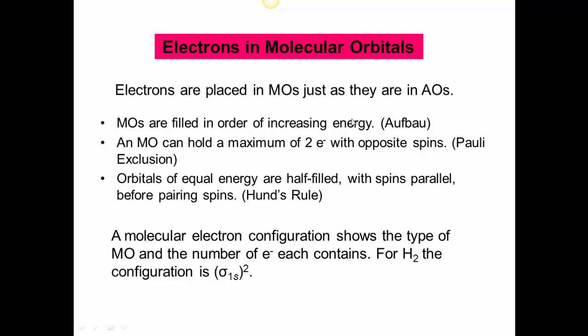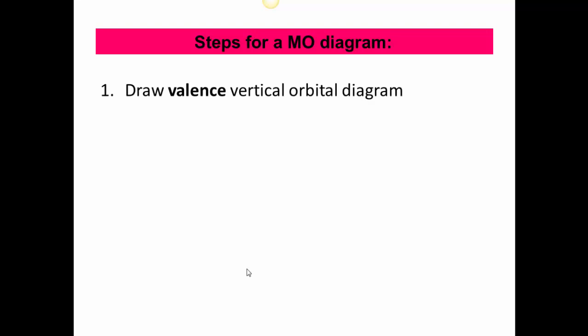So these are just a few more important rules. Electrons are placed in molecular orbitals just like they are in atomic orbitals. So they're filled by the Aufbau principle, Pauli exclusion principle, and Hund's rule. And if you're doing an electron configuration, you just give the name of the molecular orbital and the number of electrons in a superscript. So your steps for your molecular orbital diagram: first, you want to draw your valence vertical orbital diagram for each atom in your molecular orbital diagram. In this class, we're just going to do diatomic molecules just to give you a basic understanding. And then you're going to determine which orbitals mix.